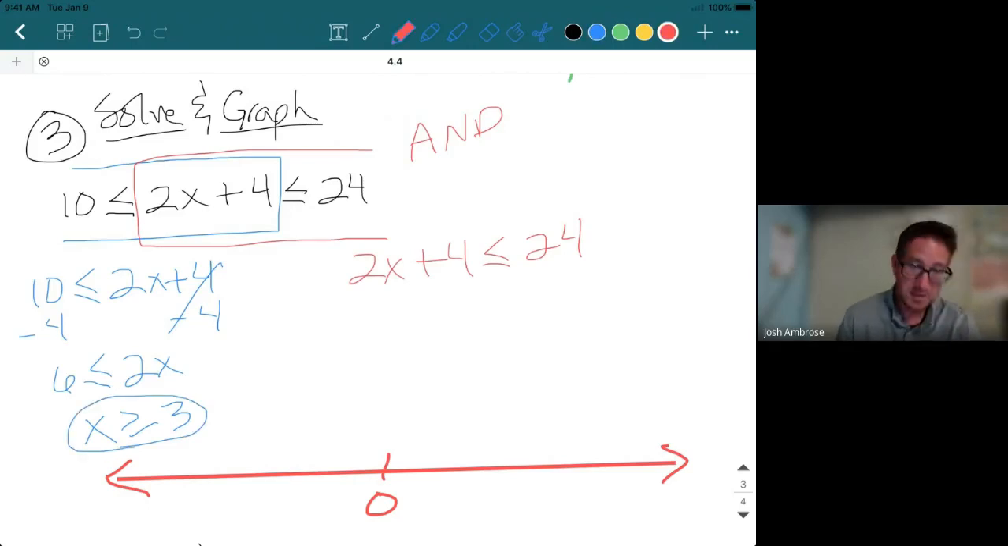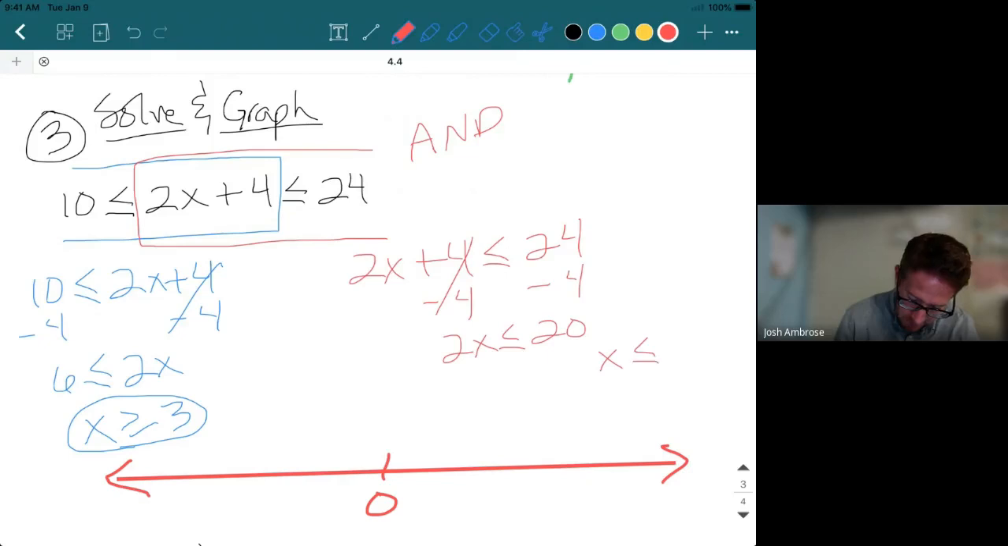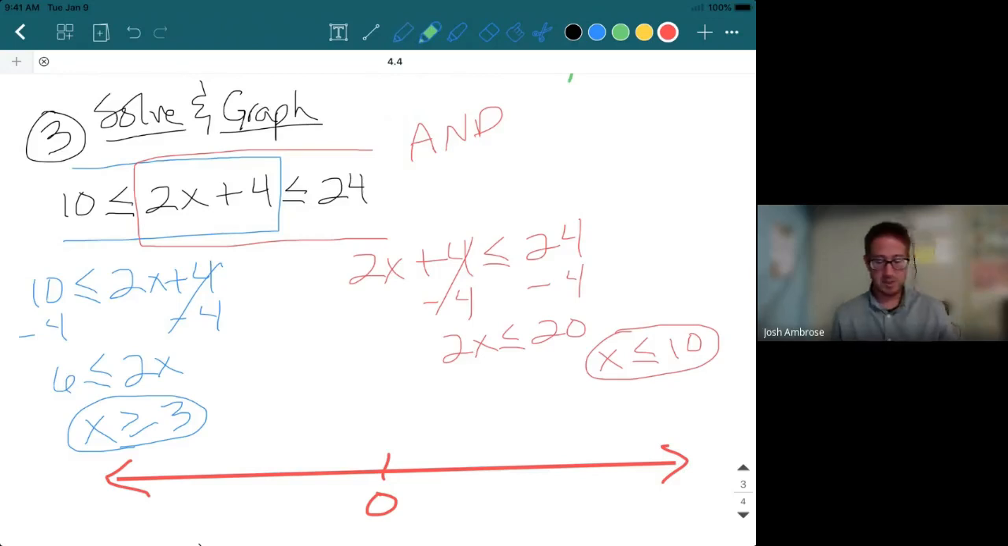Now let's solve the second inequality. Minus 4, crossed out, minus 4. 2x less than or equal to 20, x less than or equal to 10. Okay, so both pieces are represented here. Now we're going to have the word "and," don't forget that. Let's say right about here is 3 and right about here is 10. Again, just save some time.